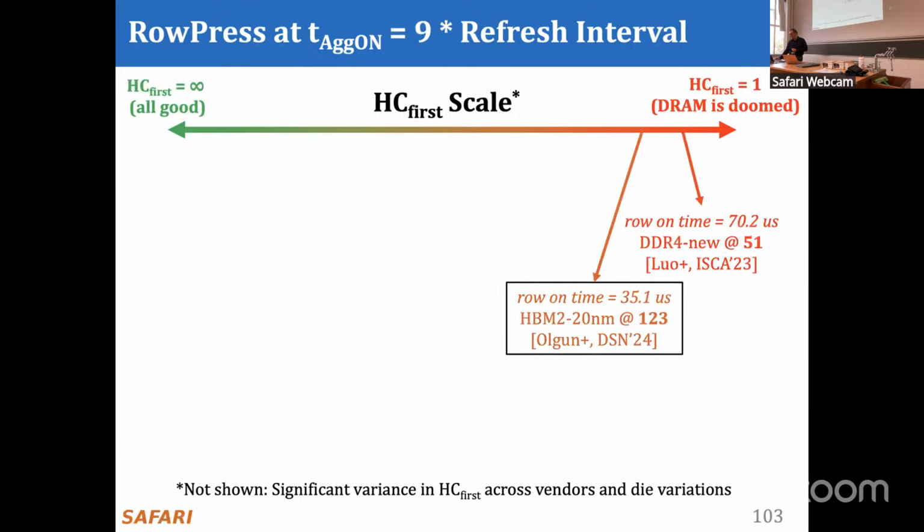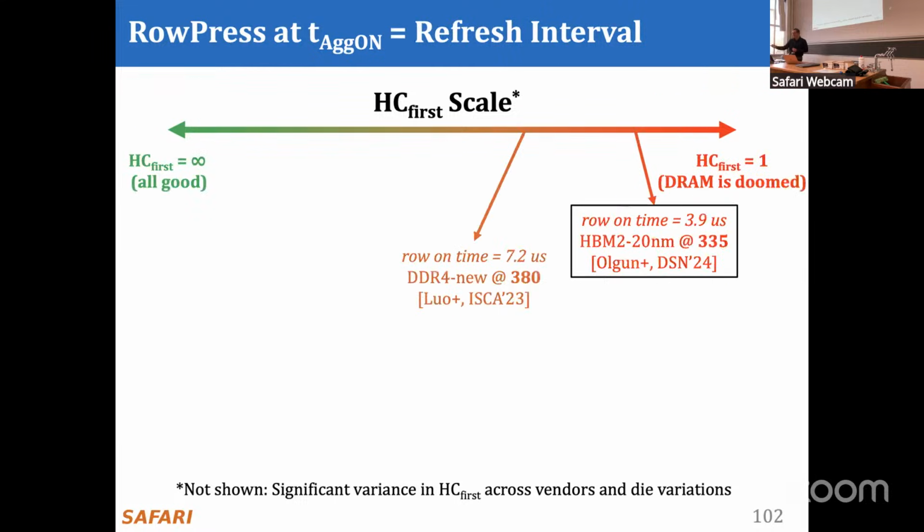And this was with tAggON equals 7.8 or 7. This should be 7.8 actually. I'm going to fix that. Okay, I'm not going to fix that now. Please remind me to fix it. That should be 7.8, not 7.2.